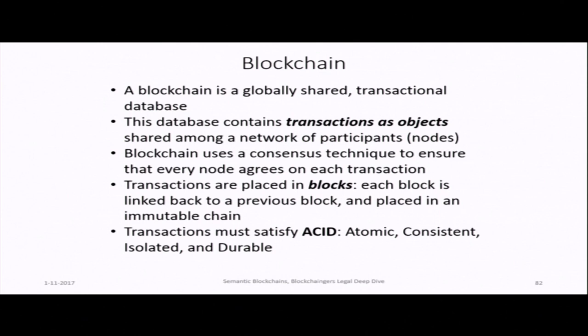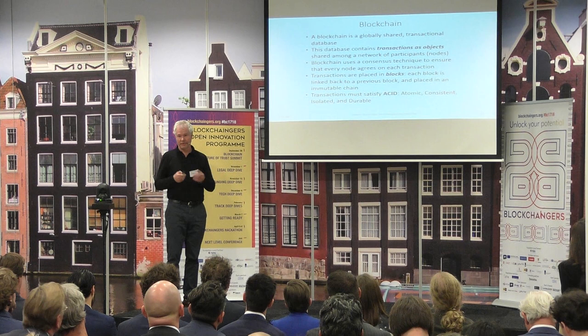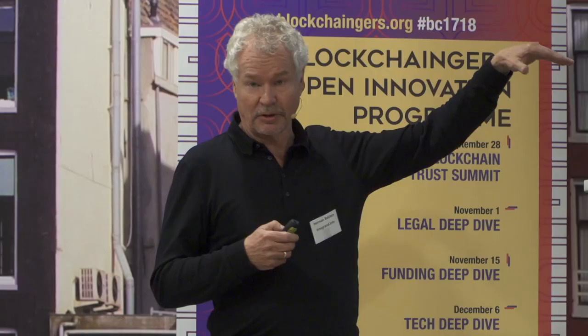And extremely important is that the transactions that you're putting on this blockchain satisfy the so-called ACID property. ACID means atomic, consistent, isolated, and durable. This is terminology from the database context. Atomic means something happens completely or it doesn't happen at all. You don't have half a transaction placed on the blockchain. It's either accepted or it's completely rejected.